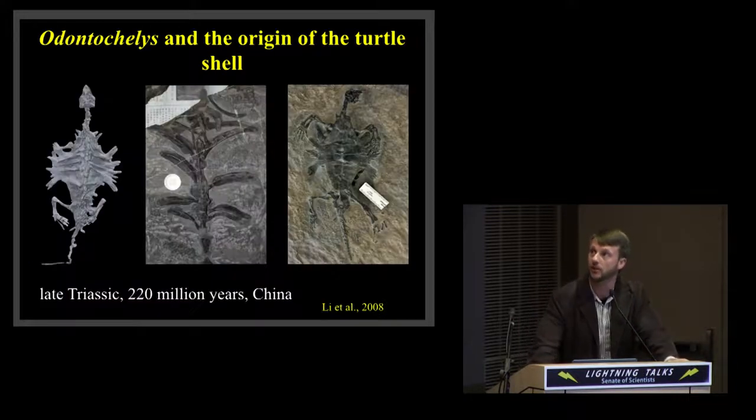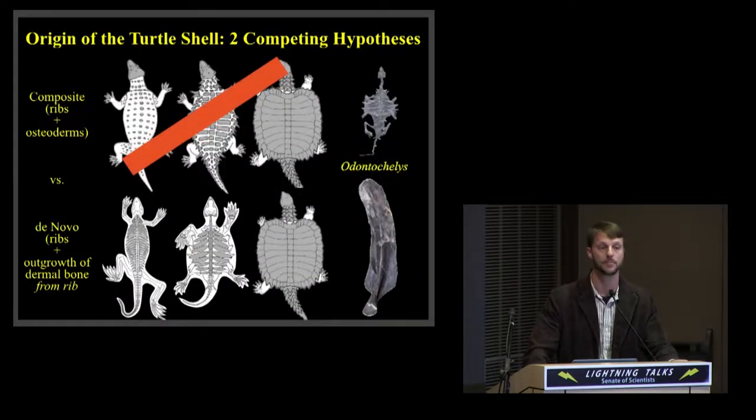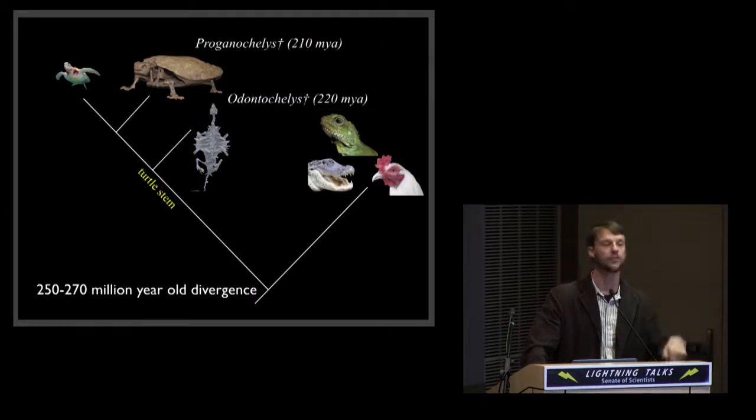Now this changed in 2008 when this animal was found, Odontochelys, from the late Triassic of China. It has a fully developed belly shell, or plastron, and only a partial top shell, or carapace, but it lacks osteoderms and has distinctively broadened ribs and vertebrae, thus falsifying the composite hypothesis and corroborating the de novo hypothesis. So we can add this to the evolutionary lead up to modern day turtles. We can still see that there's anywhere between a 30 and 50 million year gap between Odontochelys and the rest of the turtle stem, or from when turtles diverged from other reptiles.